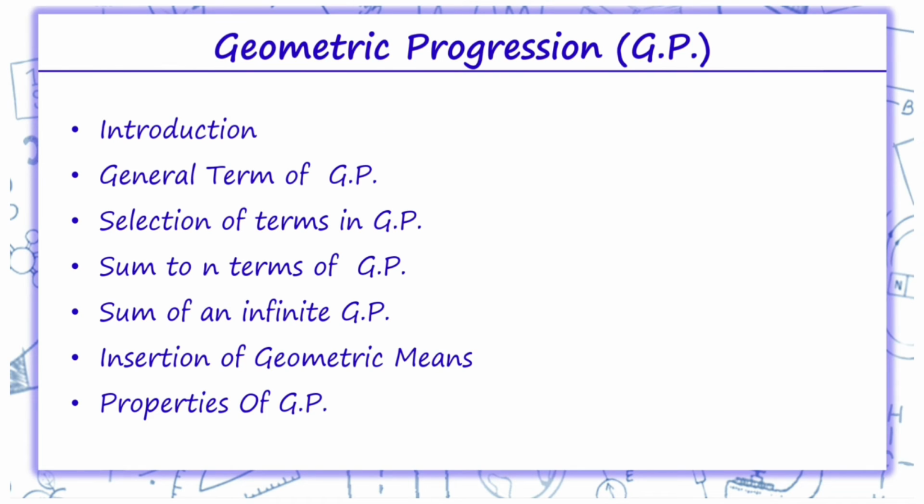In Part 1 we discussed the introduction and general term of the GP. In Part 2 we discussed selection of terms in a GP and the sum to n terms of a GP. Now in Part 3, we are going to study the sum of an infinite GP and how to insert geometric means between the GP.